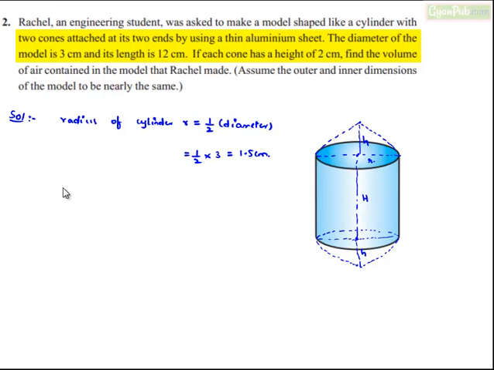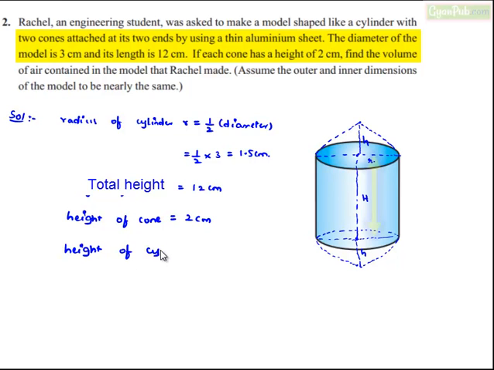Now the total height or the total length of the structure made by him is 12 centimeters, and the height of each cone is equal to 2 centimeters. Now the height of the cylinder will be the total height minus 2 times the height of the cone, that is 2 times 2, which is equal to 8 centimeters. Let this be capital H and let this be small h.